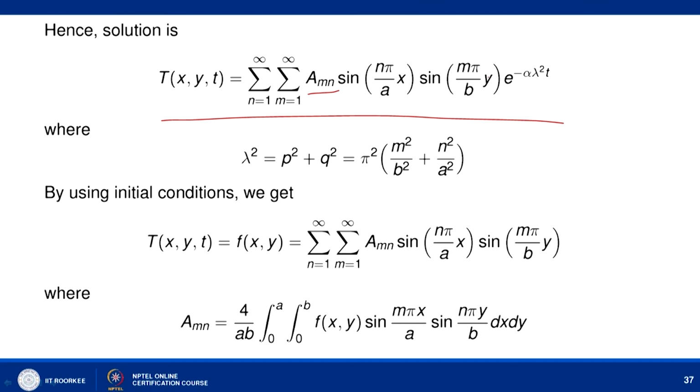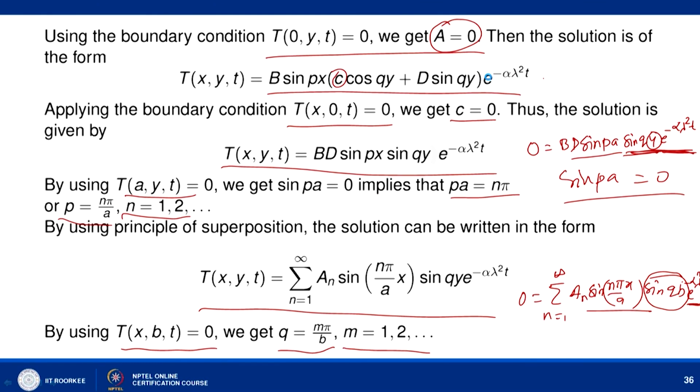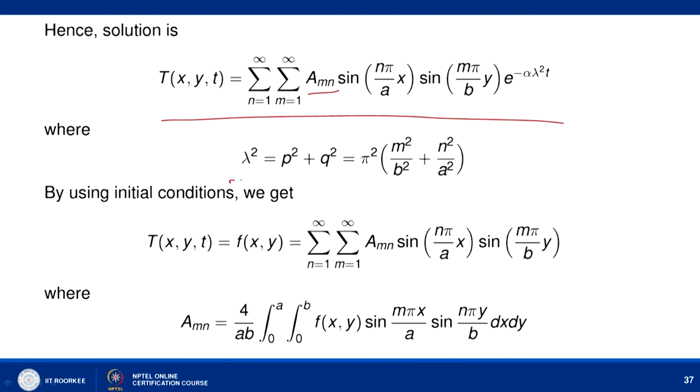Now, we already have p, we have q, and we already have a relation that lambda square is p square plus q square. So, using the values of p and q, we can write lambda square as pi square times m square upon b square plus n square upon a square. So, we still have A_mn left.